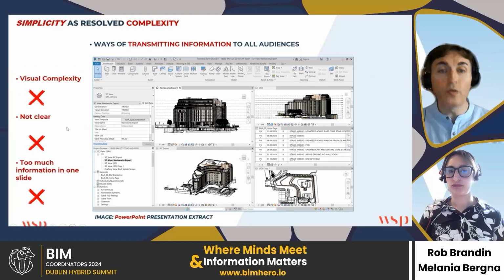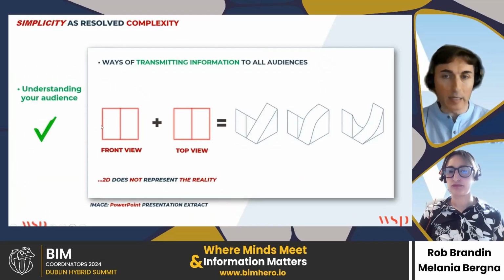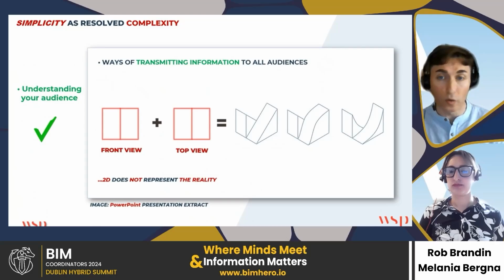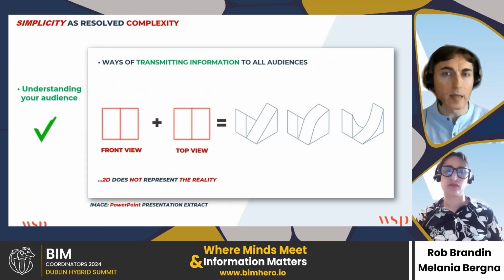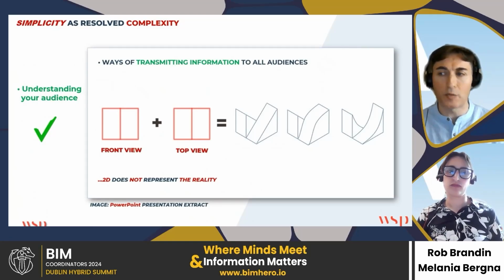Whereas when you do something similar to the previous one, where you want to convey that information to all audiences, you explain why 3D is better than 2D. You just put an image of 2D and you can see that 2D doesn't represent reality. That is something they can understand much better. So that is our approach to simplicity.